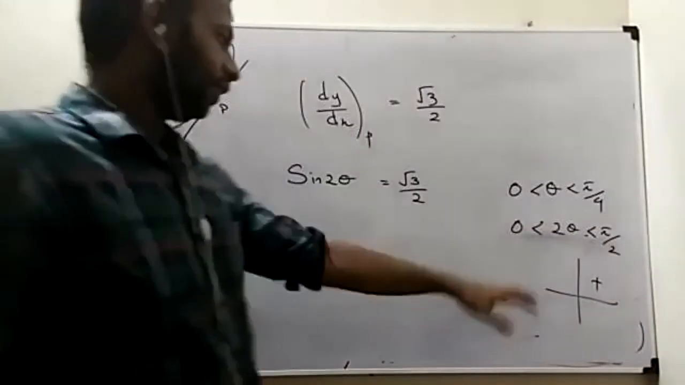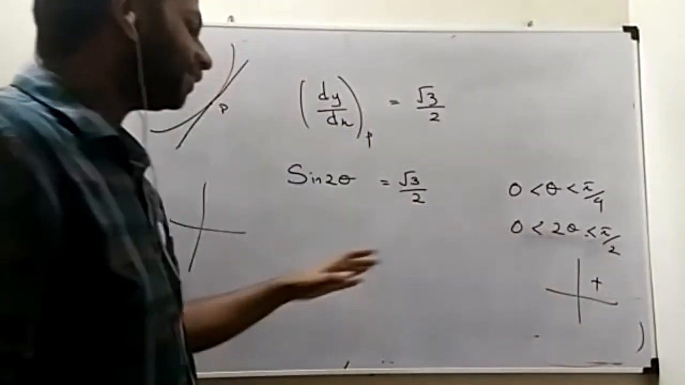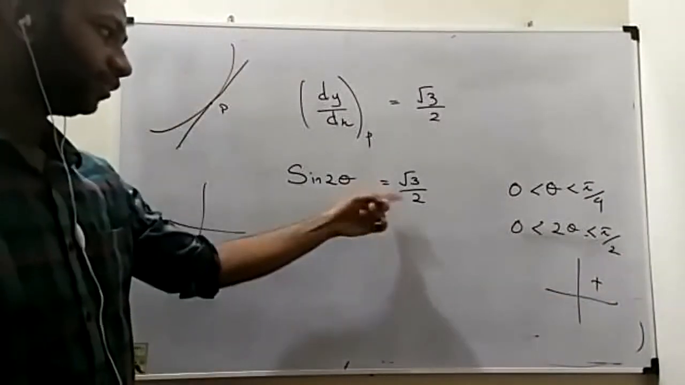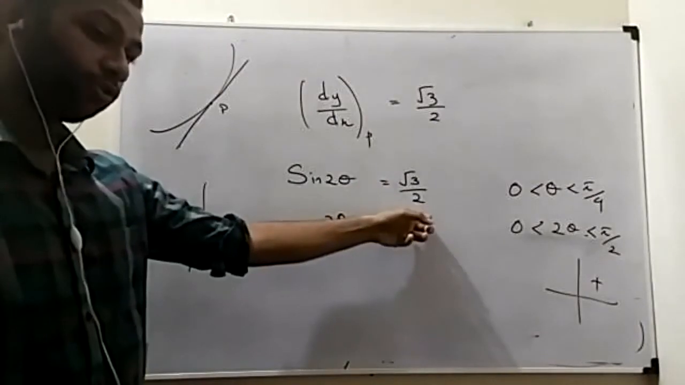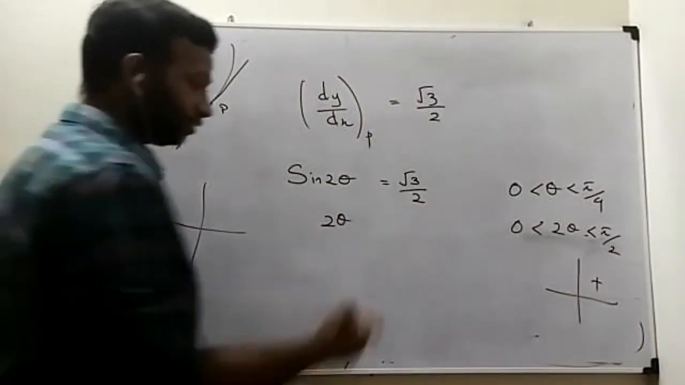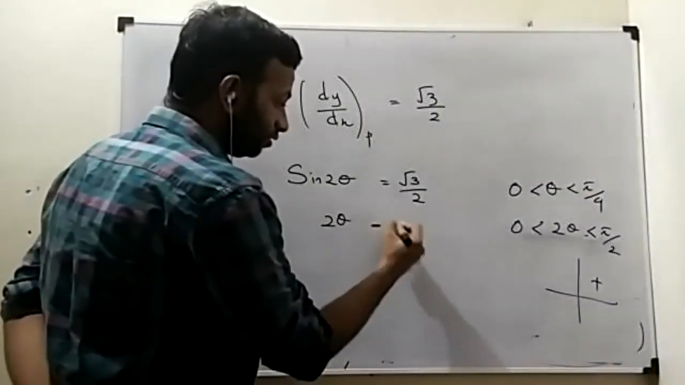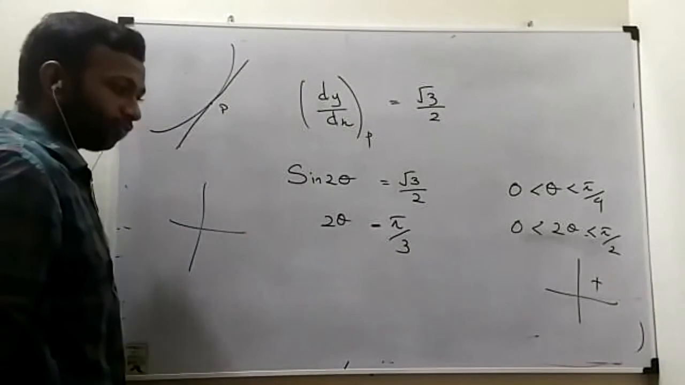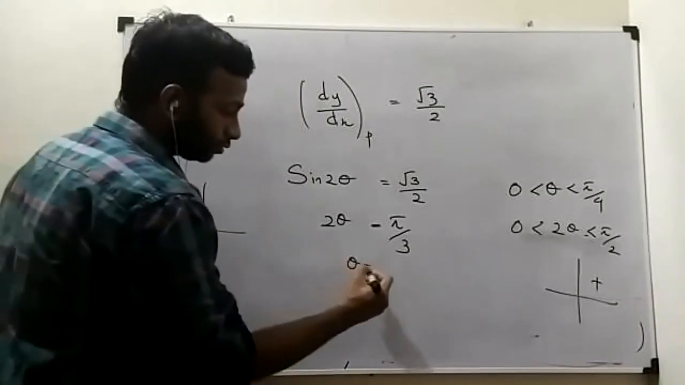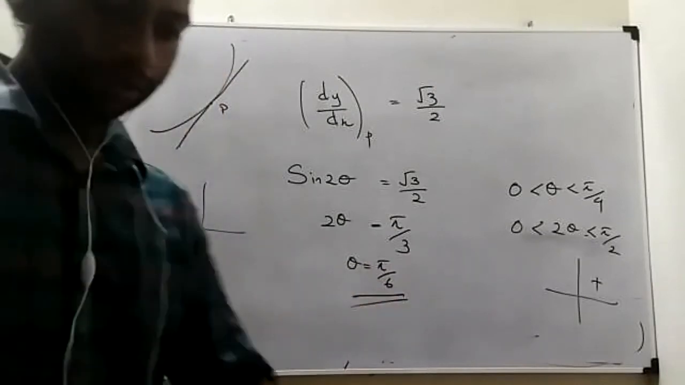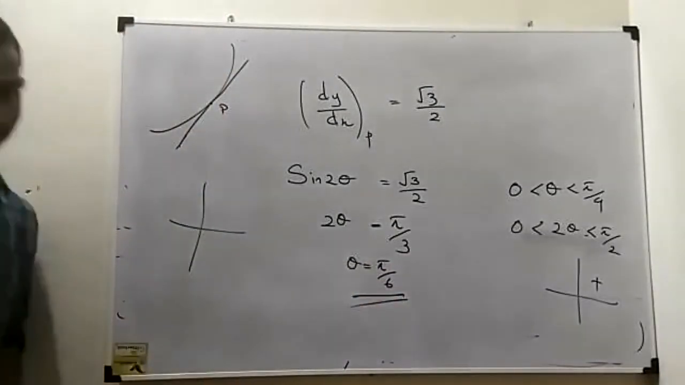Because it's in the first quadrant, we can directly say 2 theta is equal to, at what point does sine of an angle become root 3 over 2? It's sine 60. What is 60 degrees? Pi by 3. If 2 theta is equal to pi by 3, theta is equal to pi by 6. Check it.